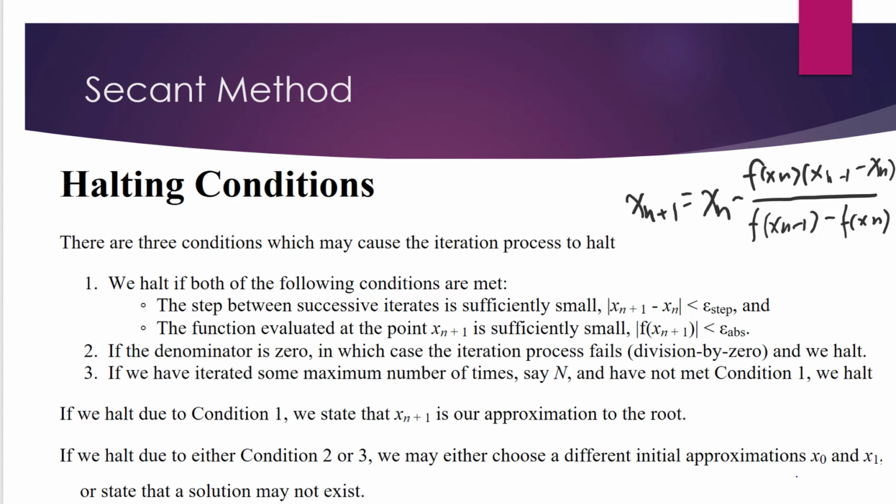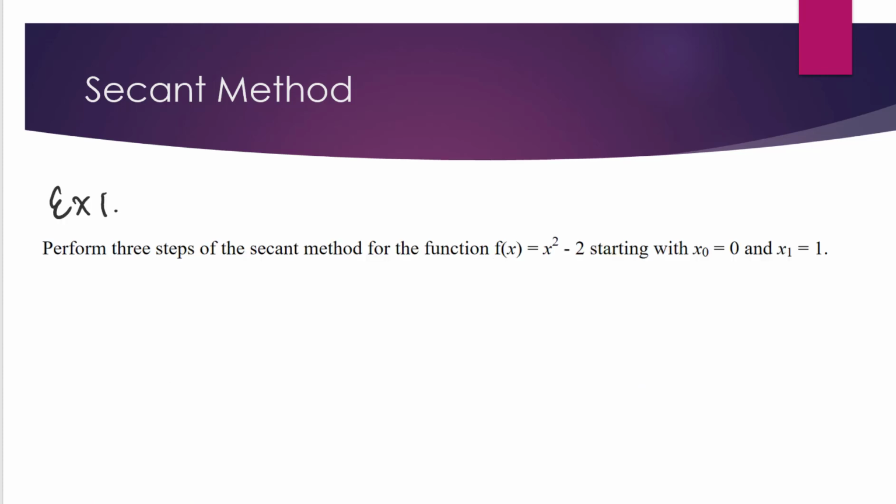If we halt due to either condition 2 or condition 3, we may either choose a different initial approximation x0 and x1, or state that a solution may not exist. At least by using the secant method, we cannot find the root. All right. So then let's see an example about using the secant method to find the root of an equation.